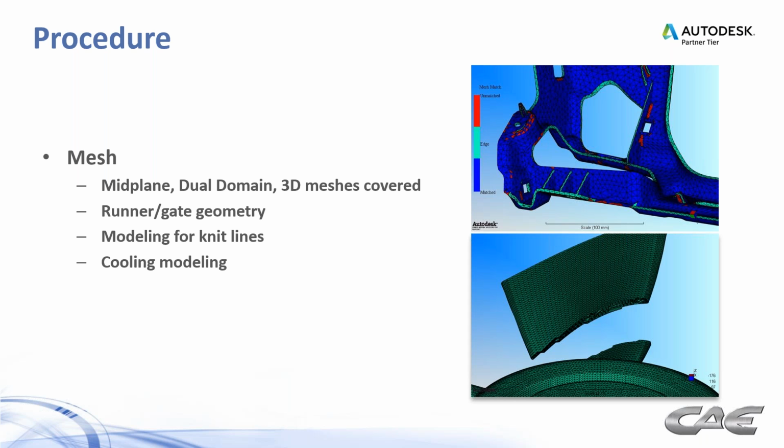Part of the procedure that's outlined in the standard involves mesh. There's a lot of different opinions out there on what's the best type of mesh and what should be used in what situations. So all of those things are covered in the standard, whether you're using mid-plane, dual domain, or 3D meshes. It'll talk about runner and gate geometry, how to model for knit lines, how to model for cooling.